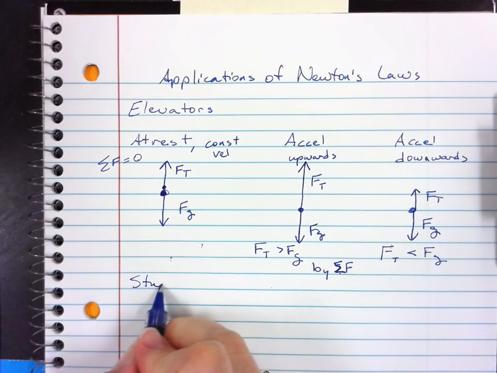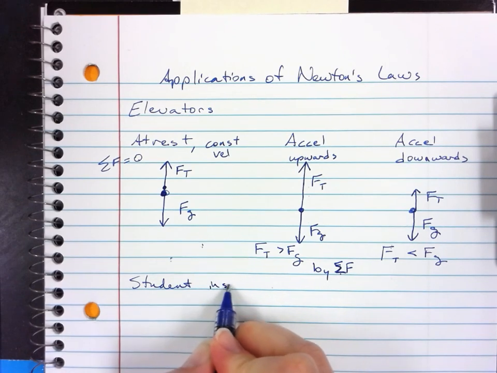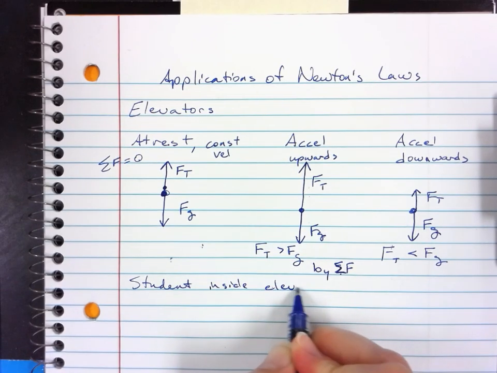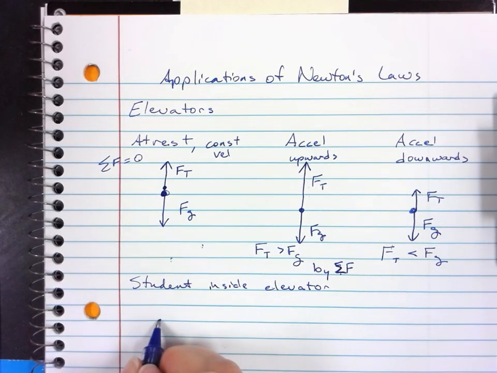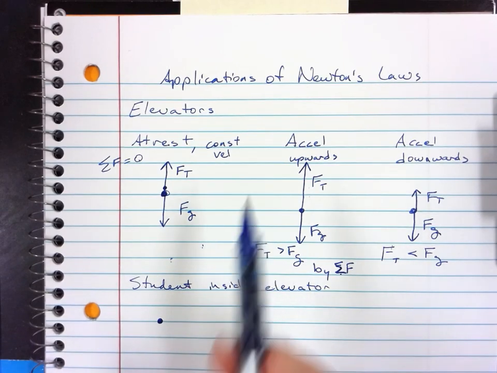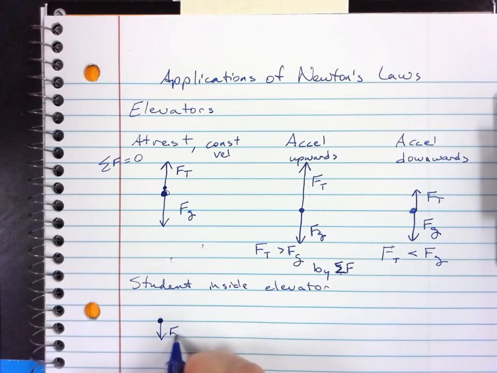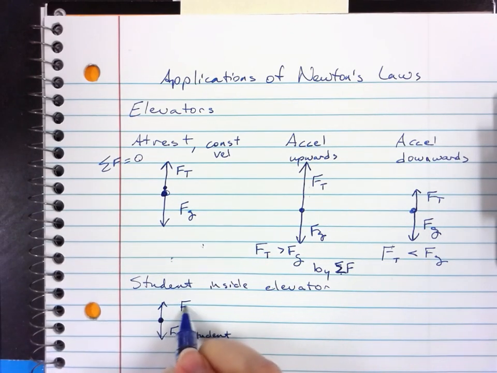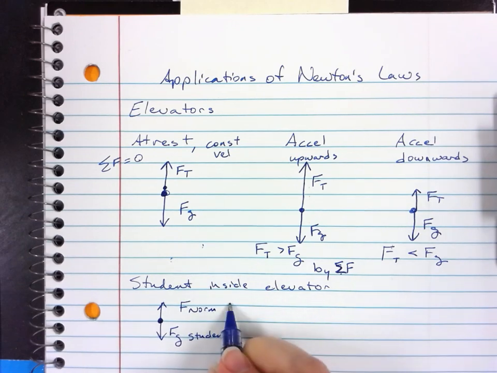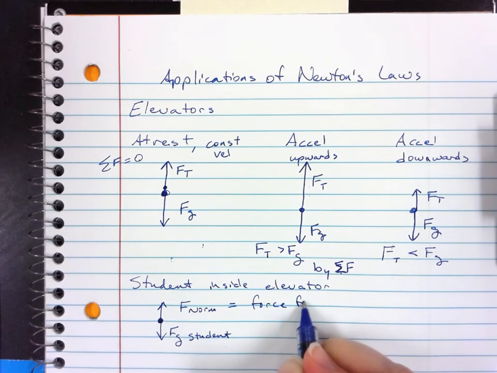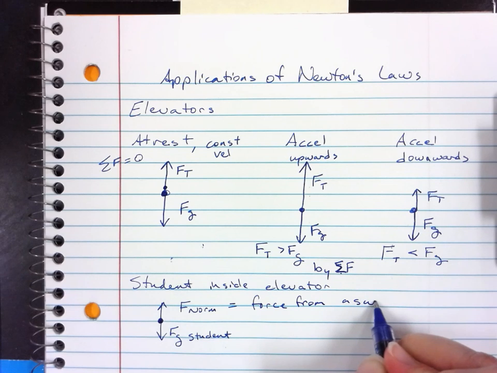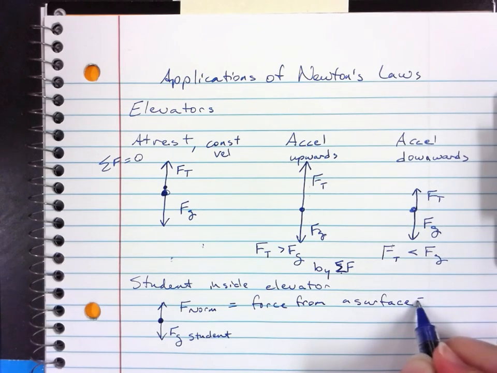Now, if we have a student inside an elevator, the free body diagram of the student is slightly different because the student is not touching the cable. The cable is on the outside of the elevator. So this would be the force of gravity of the student. These were all of the whole elevator. And this would be the normal force. Remember, that means the force from a surface, in this case, the floor.